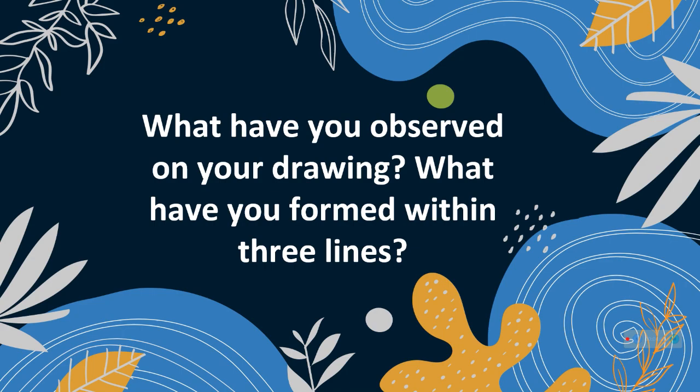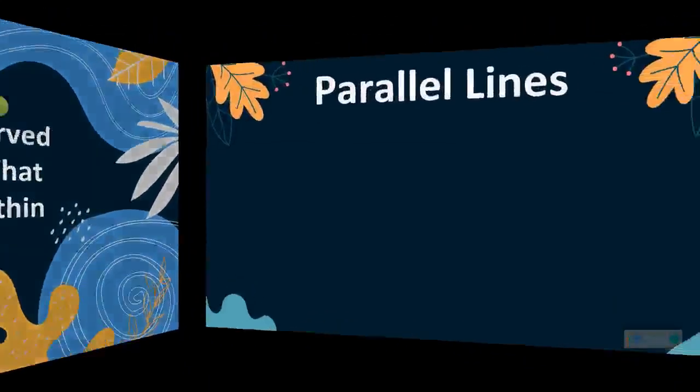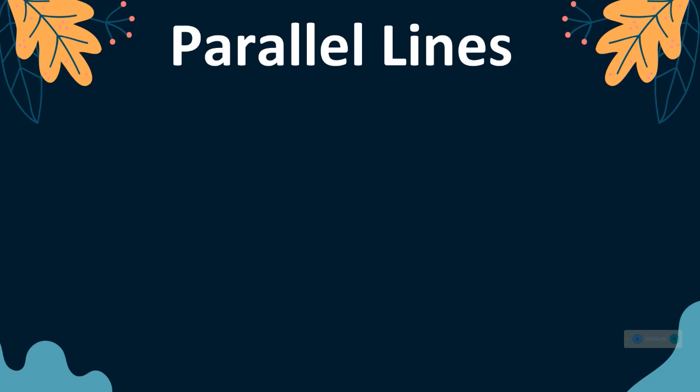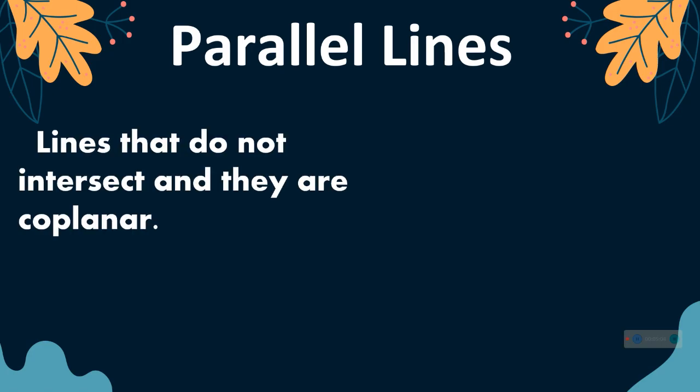So how many angles do we have? We are going to discuss that later. To proceed, let's have first the definition of parallel lines. Based on your drawing, how can you define parallel lines? That's correct. When we say parallel lines, these are lines that do not intersect and they are coplanar.